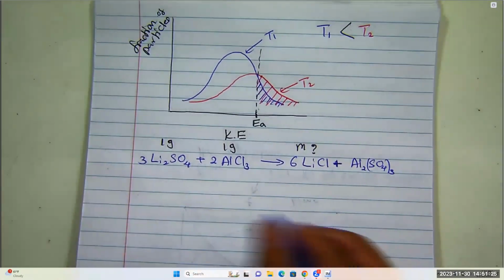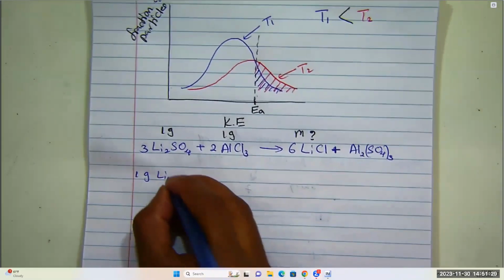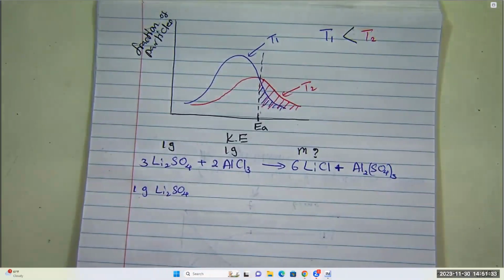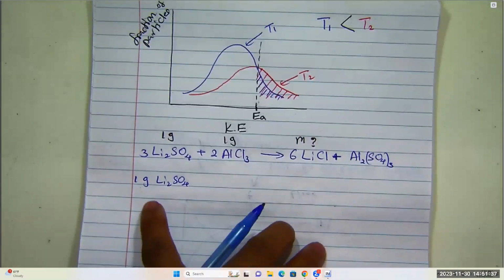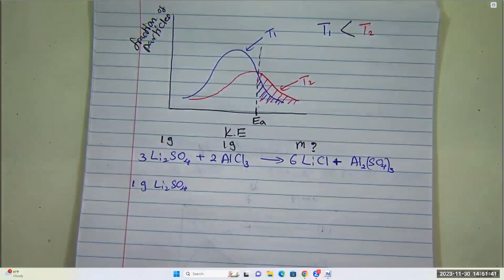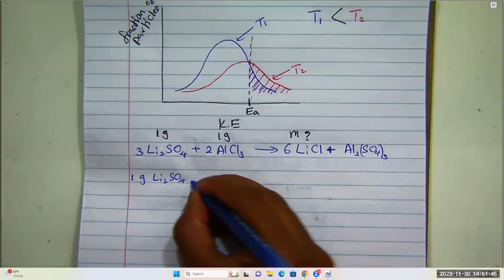So this is how we do it. We have 1 gram of lithium sulfate. But what we want is not the grams of lithium sulfate. We need the grams of lithium chloride. We need to go from grams of lithium sulfate to grams of lithium chloride. How do we do this? First, we need to cancel this out, grams of lithium sulfate. How do I do that?